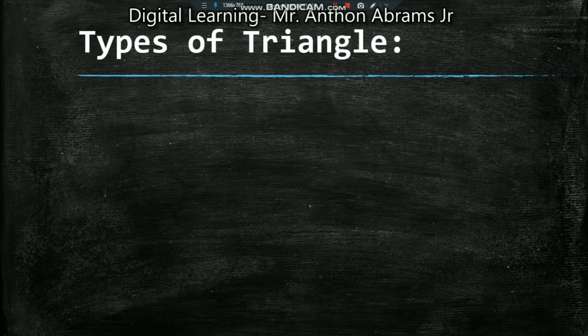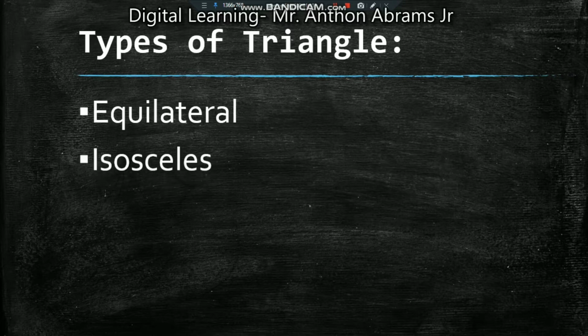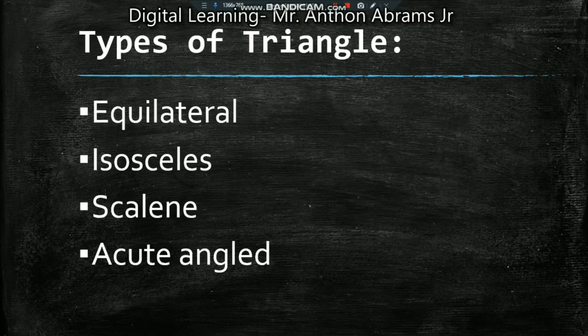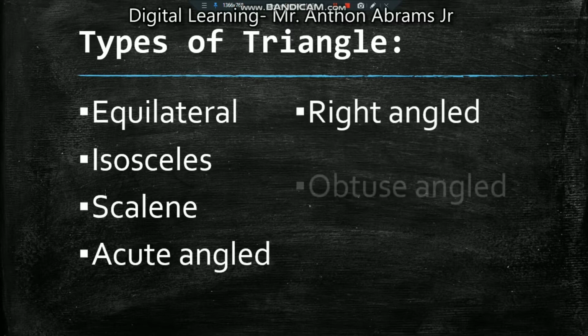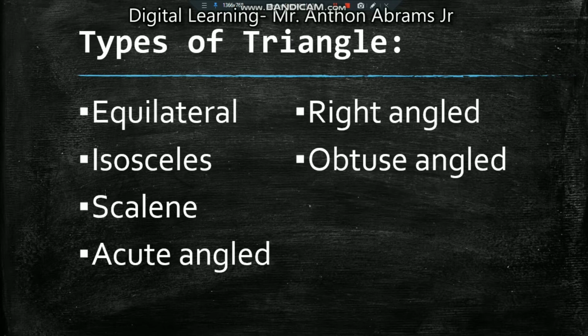So the types of triangle. The types of triangle we have are equilateral, isosceles, scalene, acute angle, right angle, and obtuse-angled triangle. So these are the 6 types of triangle that we have, right? The 6 categories, if you want.